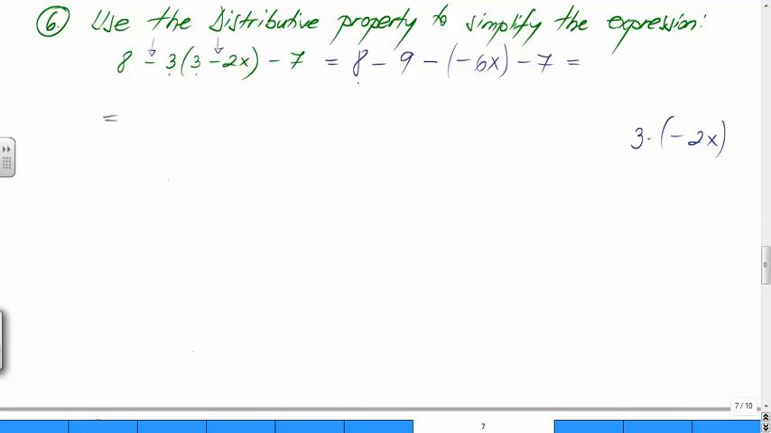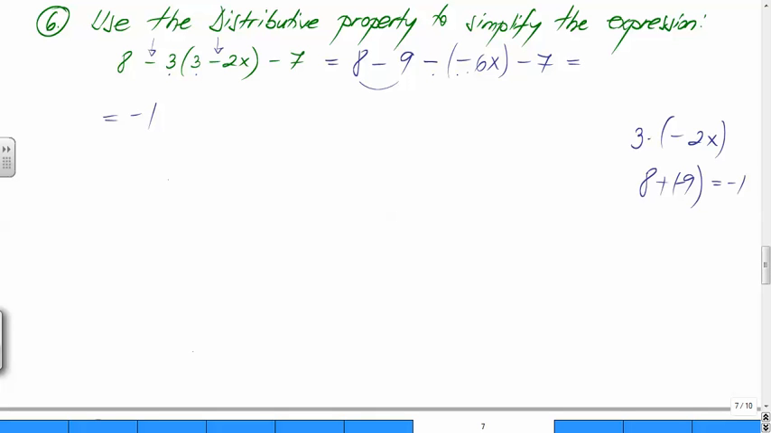I have 8 minus 9. I can go ahead with that and just do it. What is 8 minus 9? 8 minus 9 will be the same as 8 plus the opposite of 9, which is 8 plus negative 9, and that will be negative 1, right? 9 minus 8 is 1. Keep the sign of 9 because it's the greatest one. Negative 1.